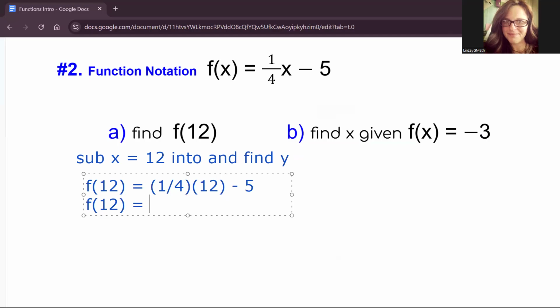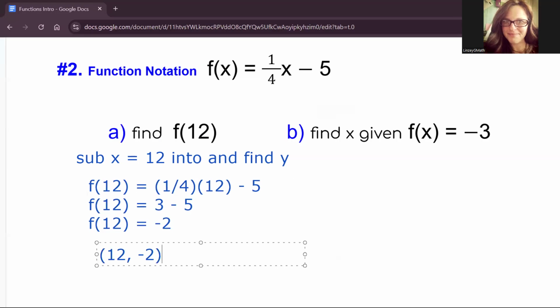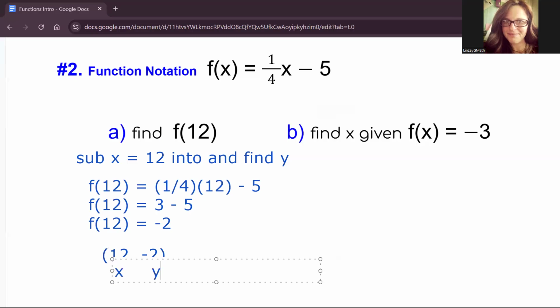And 1/4 of 12 is 3. And we see that when we put 12 into the function, we get -2 out. So I could write it as x comma y, a point.